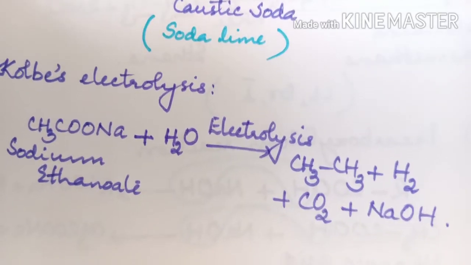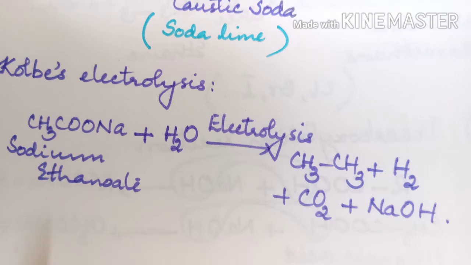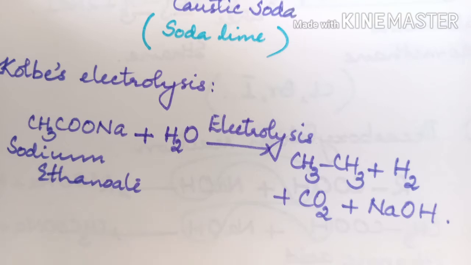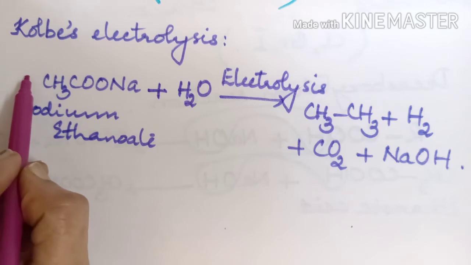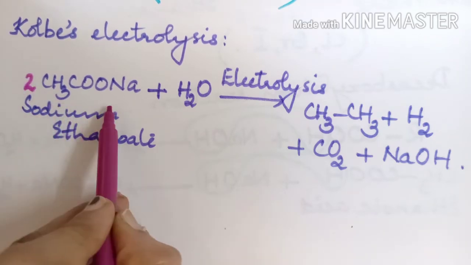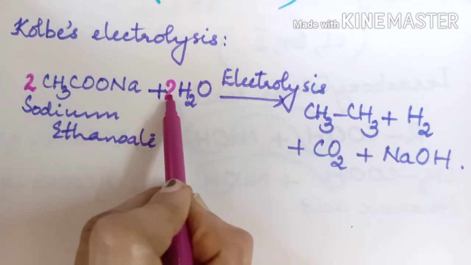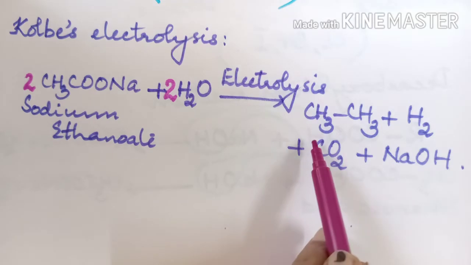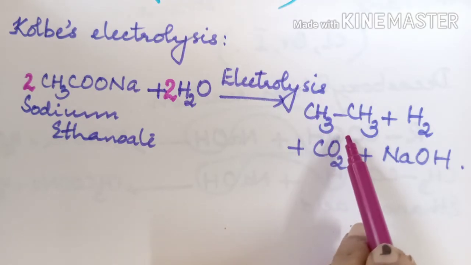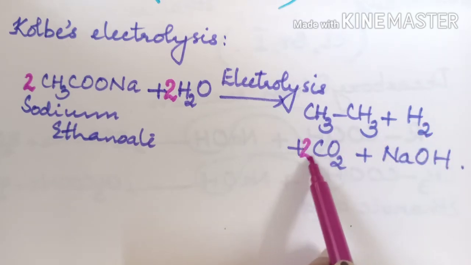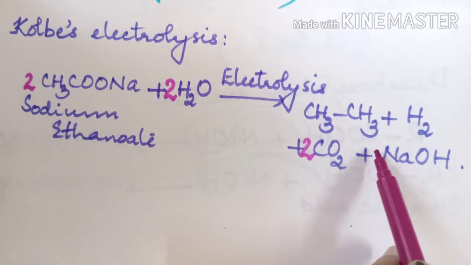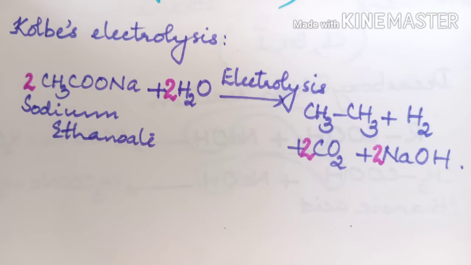So it's difficult to remember the products here. So what is the method of getting that? The mechanism we will see in detail. So the reaction is two sodium acetate molecules, when it reacts with two molecules of water, results in ethane, hydrogen, carbon dioxide and sodium hydroxide. We'll see how the products are obtained.